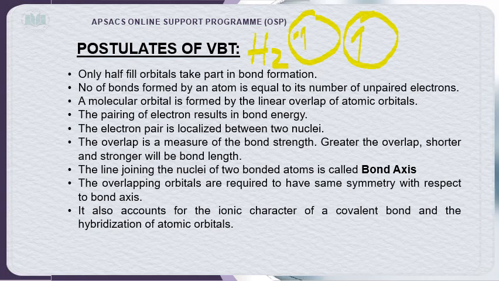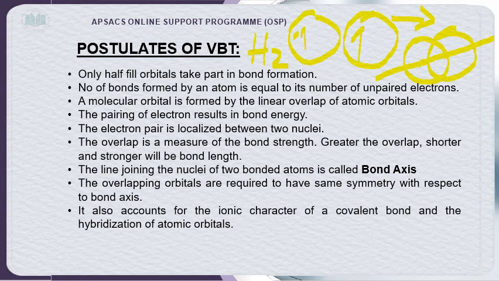The third one is that a molecular orbital is formed by the linear combination or linear overlap of the atomic orbitals. These two orbitals belong to separate hydrogen atoms, right? When they overlap to form a bond, here these are the nuclei of these two atomic orbitals. They will overlap in such a way that their nuclei lie on the same axis.